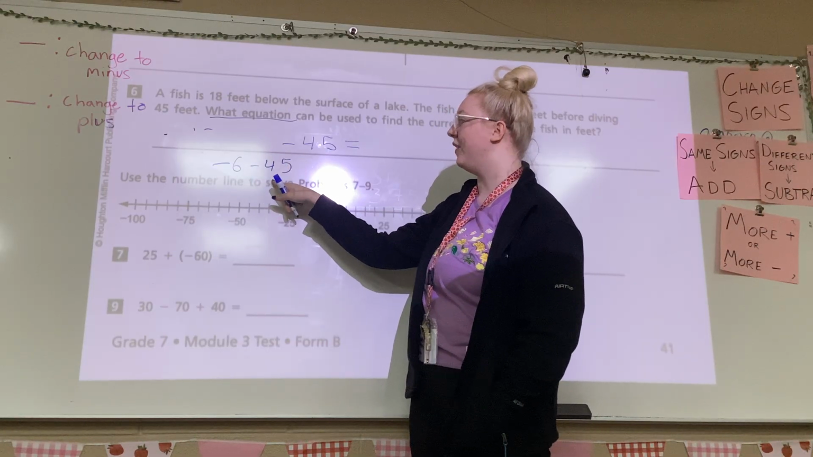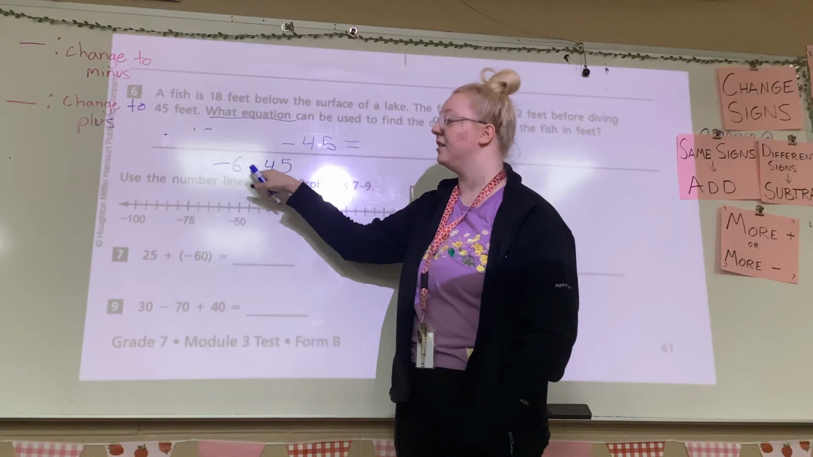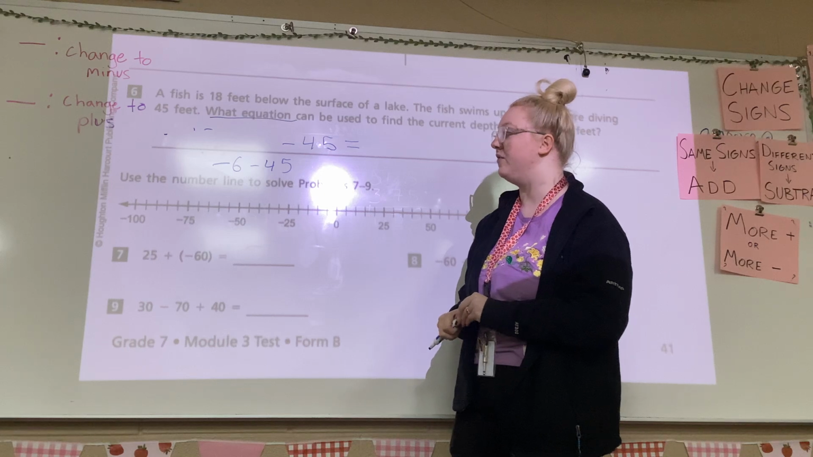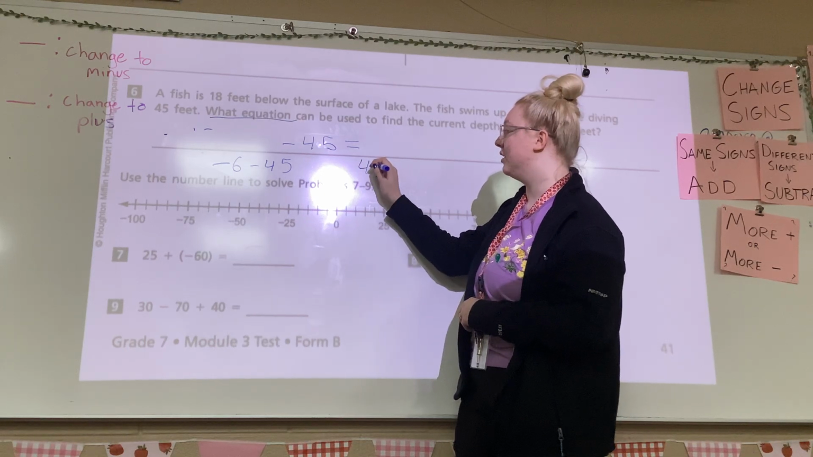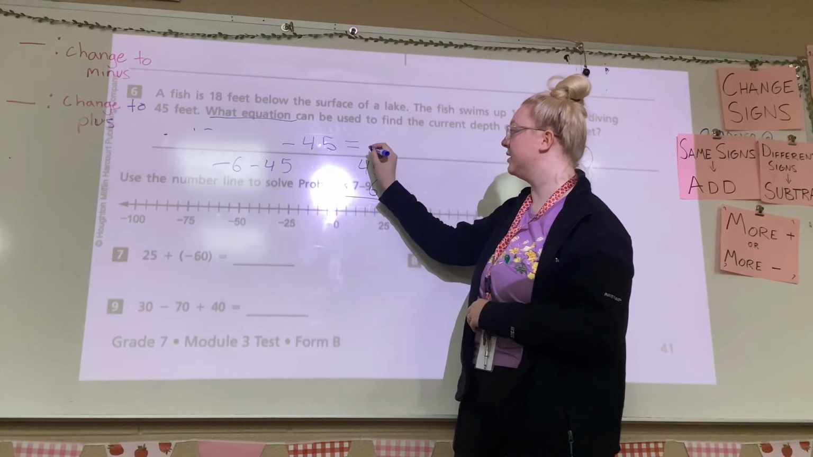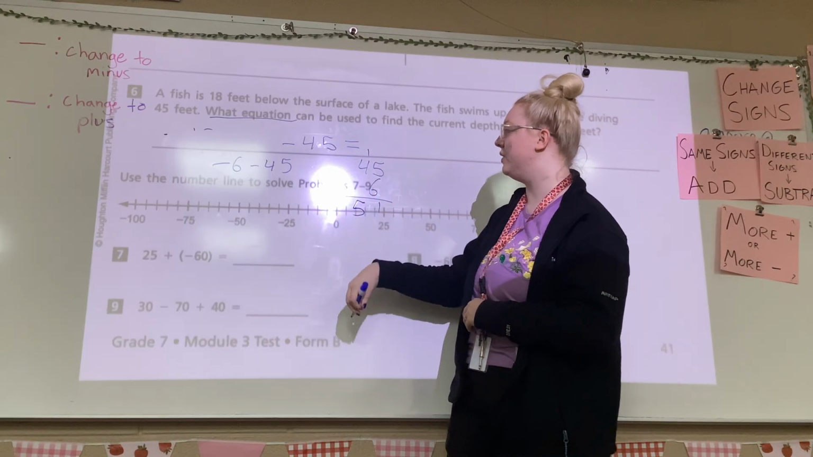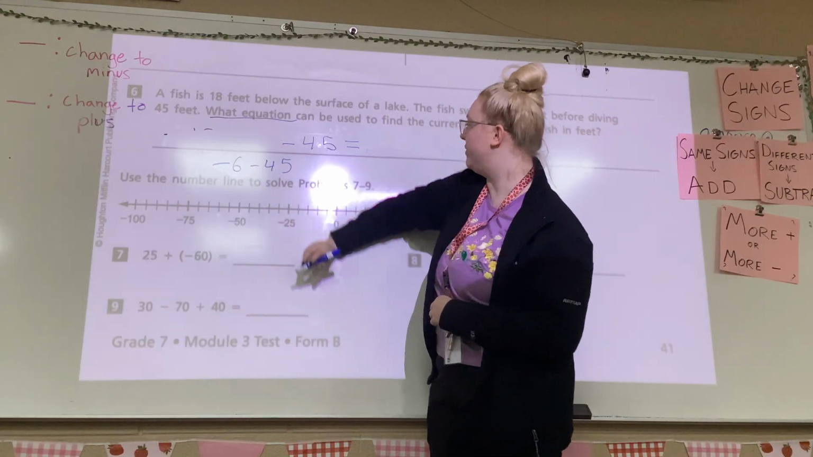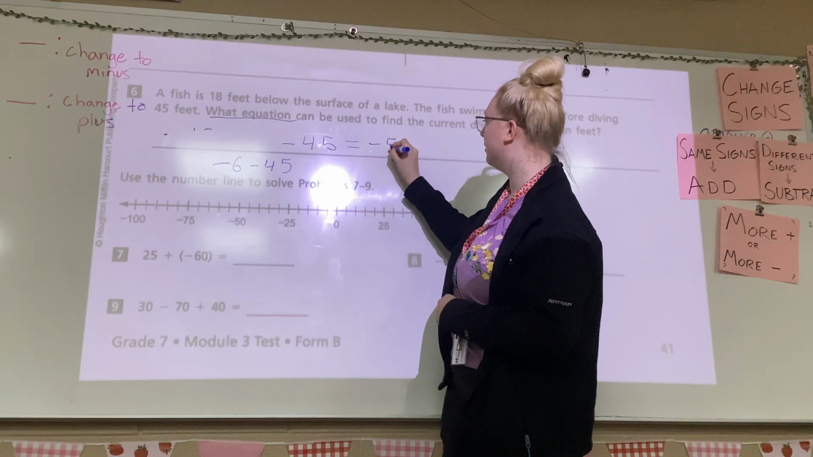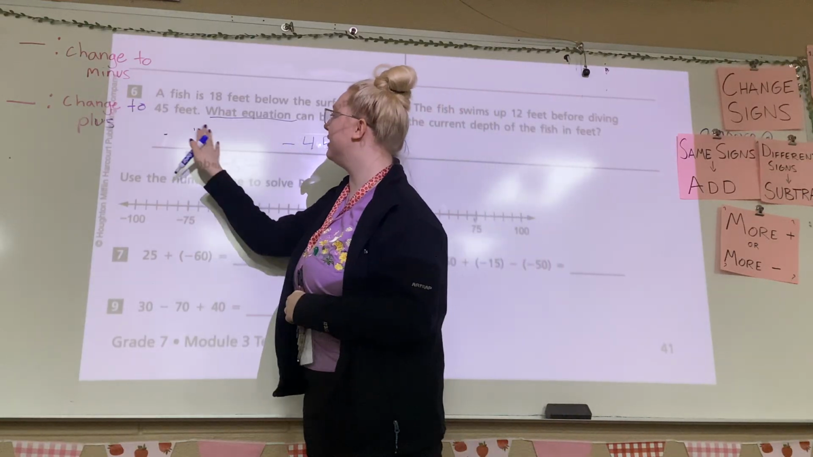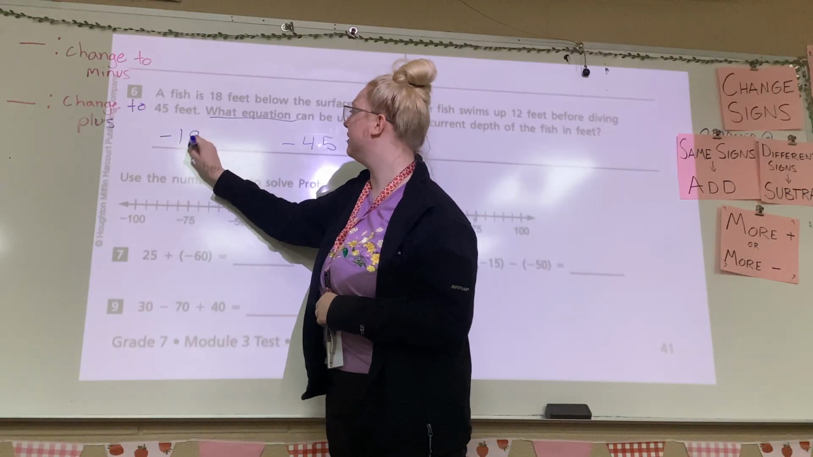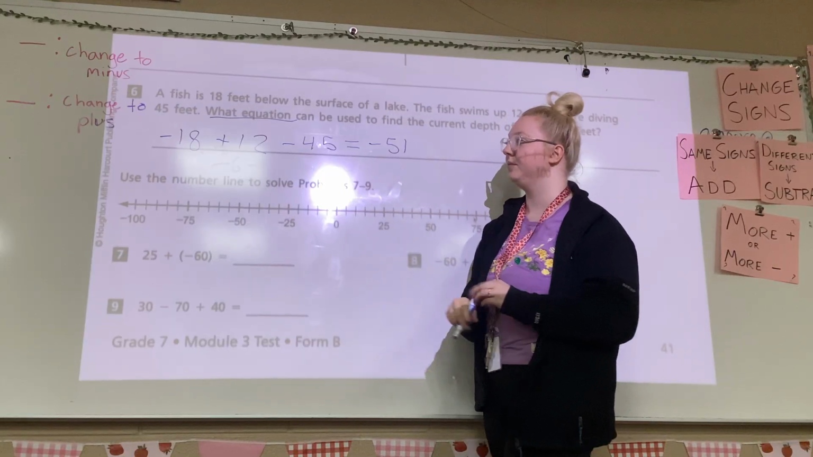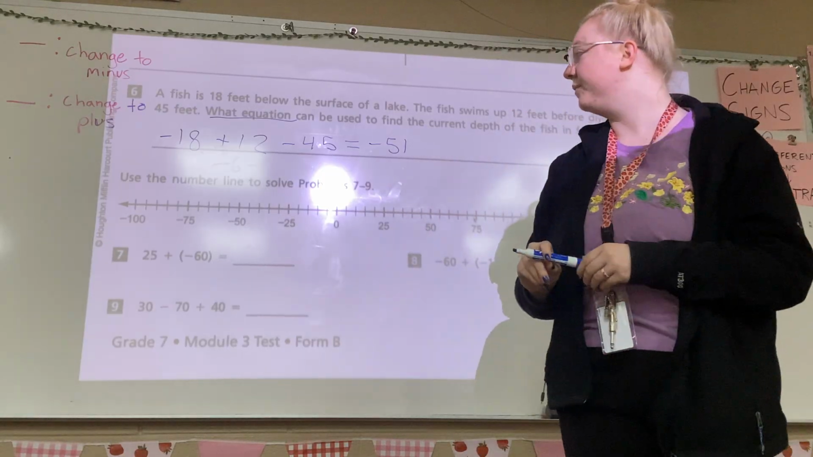Negative 6 minus 45. These two signs are the same, so we can add our numbers together. 6 plus 45 is going to be 51. If you don't know that, okay, just do it out like this. 5 plus 6 is 11. 1 plus 4 is 5, 51. But we have more negatives than positives, so it's going to be negative 51. Okay, so our final answer, negative 18 plus 12 minus 45 equals negative 51. We'll practice that more in class as well.